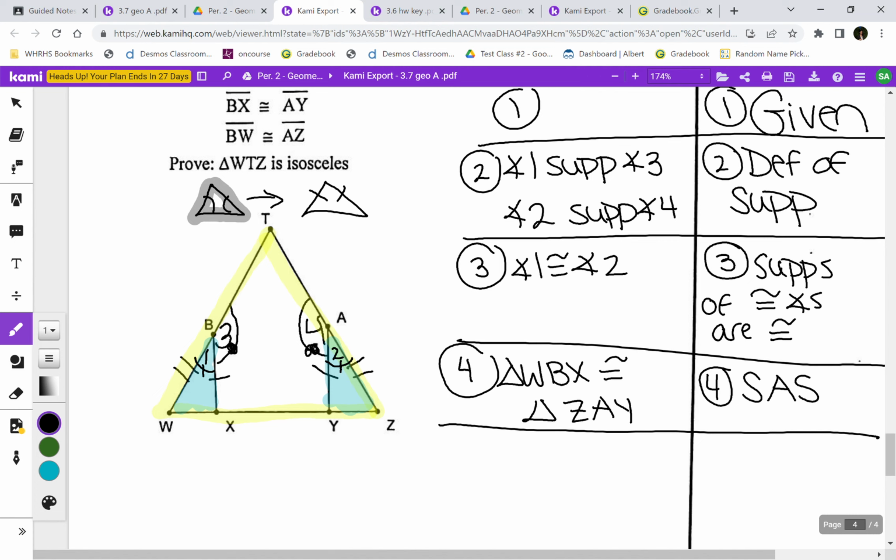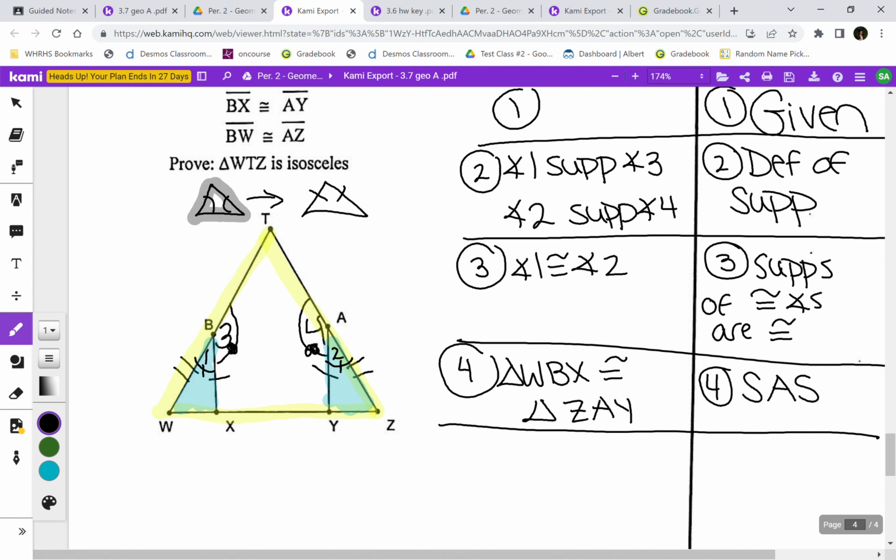Can I say CPCTC, WT and ZT? Wait, no. Why no, Simon? Because they're not sides of the already congruent triangles. You got it. These congruent triangles are too small. WT and ZT, they're bigger than those triangles. They're not sides of those triangles, so we can't say CPCTC for them.